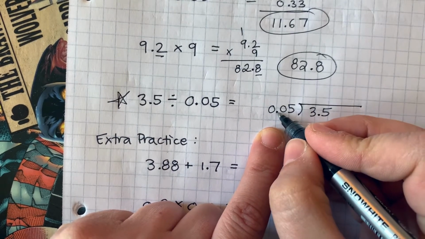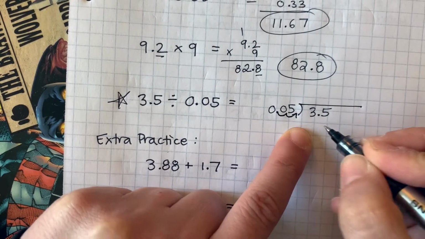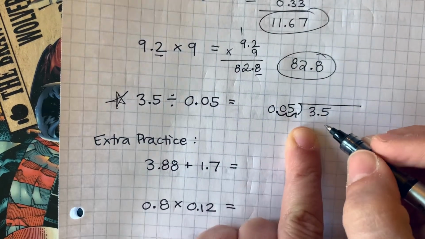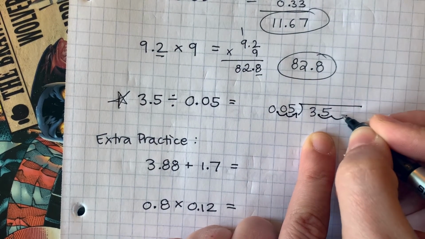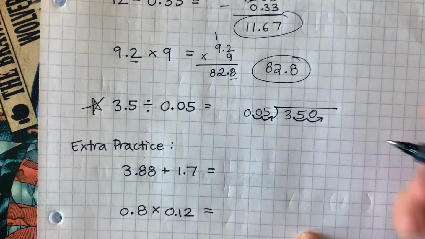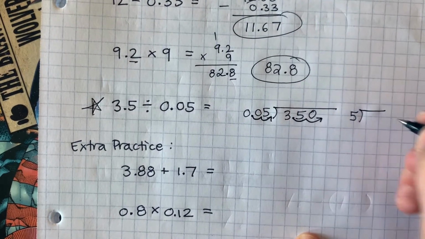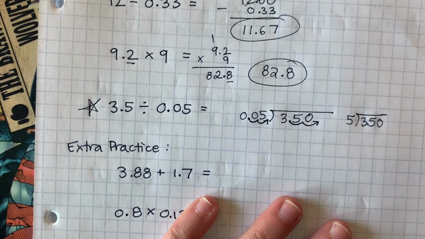We are going to multiply this by 10, 100. So we just have 5, but whatever we do to the divisor, we have to do to the dividend. So I'm going to do the same thing, multiply by 10, 100. What happens in this empty space here? I put a 0. So now the problem is, how many times does 5 go into 350?